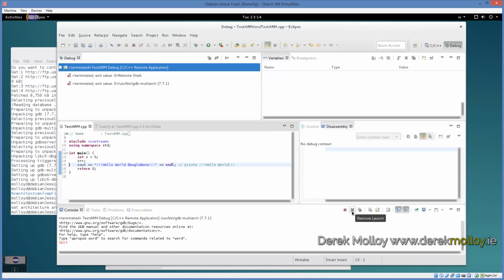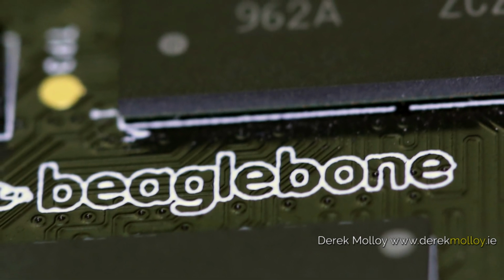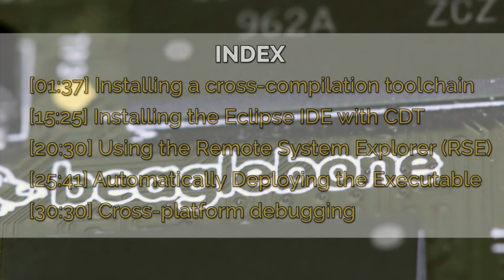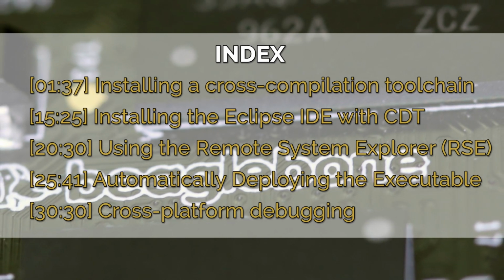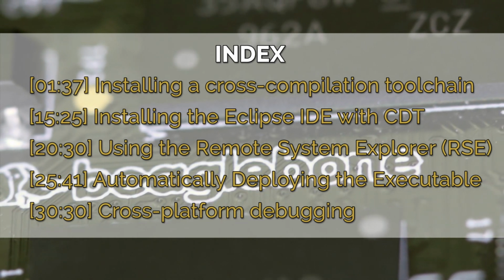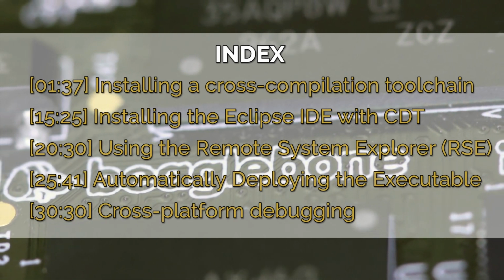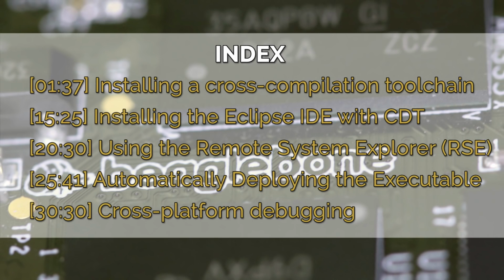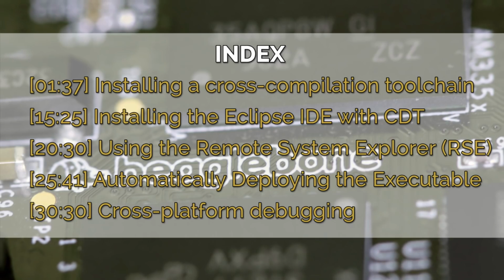The good news is that the Debian team have done a great job and the process is now easier than it was ever before. This environment will work for any embedded Linux device, but the BeagleBone Black is used in this case. The video covers several topics, such as installing a toolchain for cross-compilation, installing the Eclipse C++ development tools, which is known as CDT, using the Remote System Explorer plugin for Eclipse, automatically deploying an executable to the remote platform on compilation, and cross-platform debugging within the Eclipse environment.